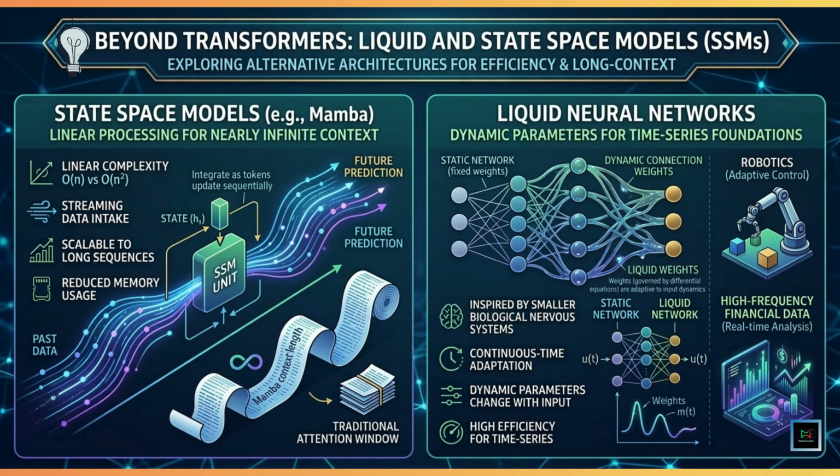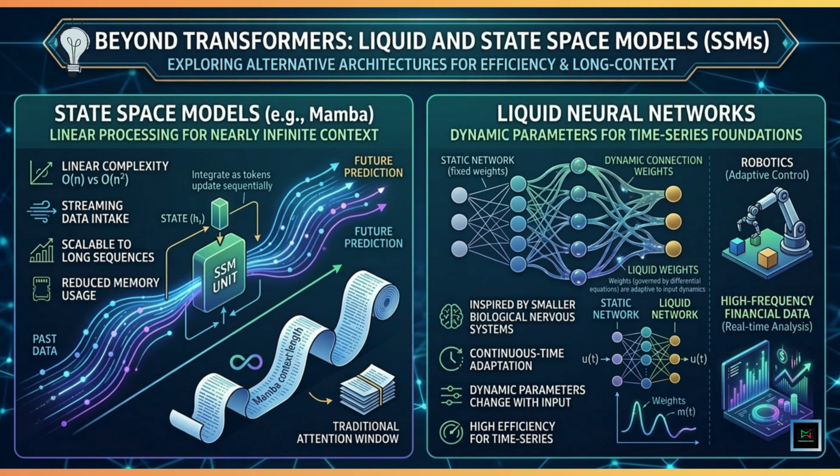While the transformer architecture is the standard, further research is exploring alternative architectures to solve the O(n^2) complexity of long context windows. First, let's talk about state space models like Mamba. These models process data linearly, allowing for nearly infinite context lengths without the quadratic memory cost of traditional attention.